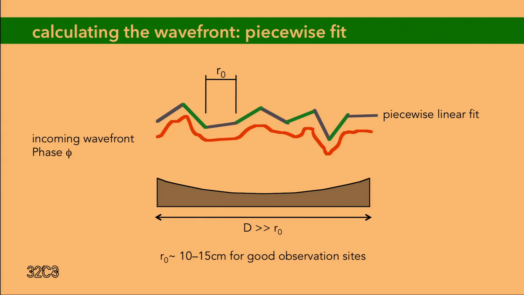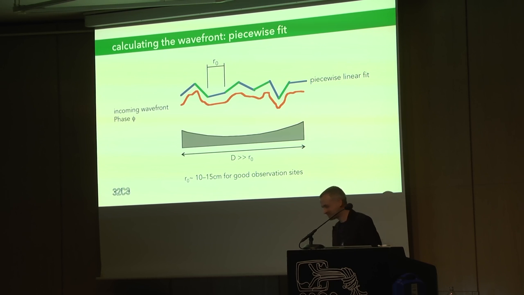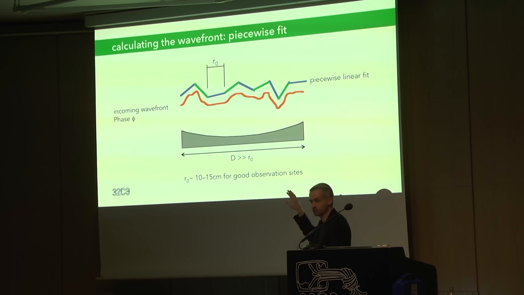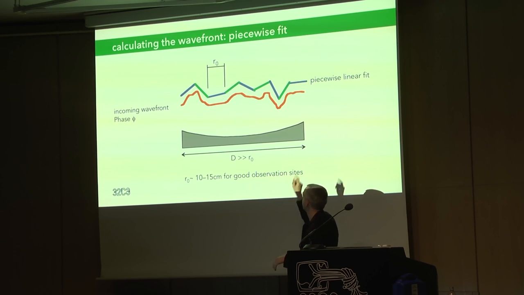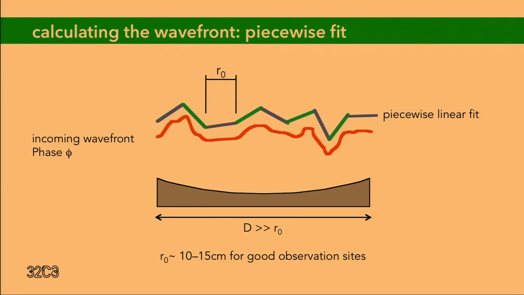To do that, this is the one slide in this talk with a Greek symbol. You have this incoming wavefront, which is shown in orange, and then you do a piecewise linear fit, which is an approximation of the slope of how it looks. It is put into linear pieces, and the size of what can normally be taken as a linear fit piece is roughly 10 to 15 centimeters for good observation sites, while this is the primary mirror of the telescope, which collects all the light that comes from outer space, usually, for the big telescopes, 8 to 10 meters.